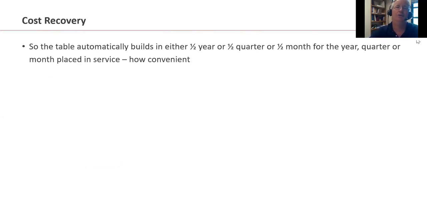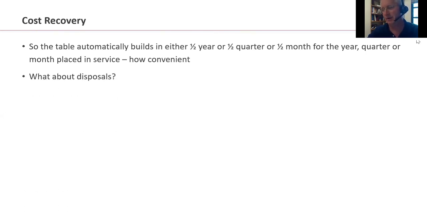Okay, so I've told you that this table automatically builds in either the half year, the half quarter, the half month, whatever it is for the year you place it in service, right? And we proved that. That was that mathematical proof that you slept through a couple slides ago that showed that, yeah, the double declining balance, if I calculate it out each year, it actually does tie to the table amount, including the half year convention or whatever convention applies. That's super convenient and it's great because the table knows that anytime you place an asset in service, that has to be its first year. I don't have a time machine, right? I'm not Doc Brown, and I don't have a DeLorean that I can fly forward and get the sports almanac from Biff. So anytime I place an asset in service, yeah, that's its first year.